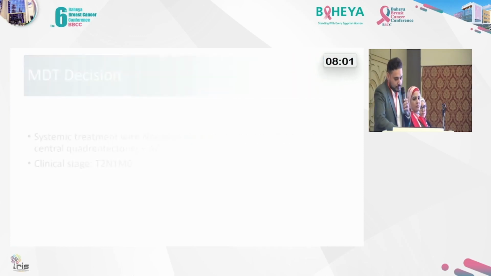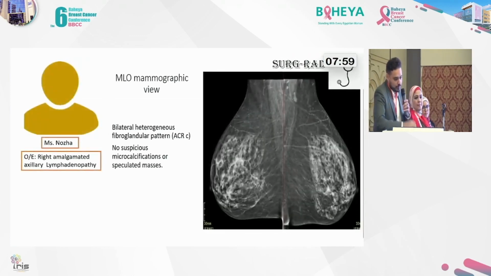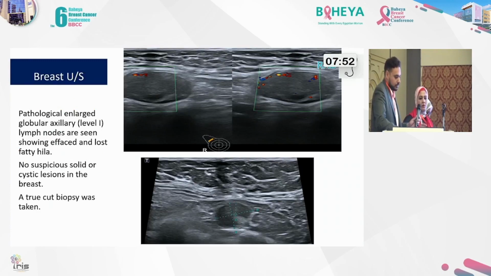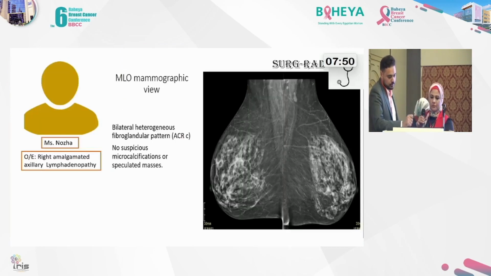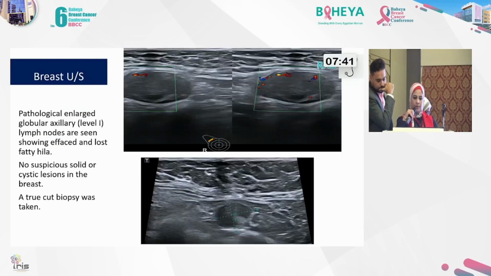Okay, for the second patient, we have Miss Nusa. As we said before, she has a right amalgamated axillary lymphadenopathy. Mammogram was done and showed a bilateral heterogeneous fibroglandular pattern with no suspicious microcalcifications or spiculated masses. Breast ultrasound revealed pathologically enlarged globular axillary level 1 lymph nodes showing effaced and lost fatty hilum. No suspicious solid or cystic lesions in the breast.